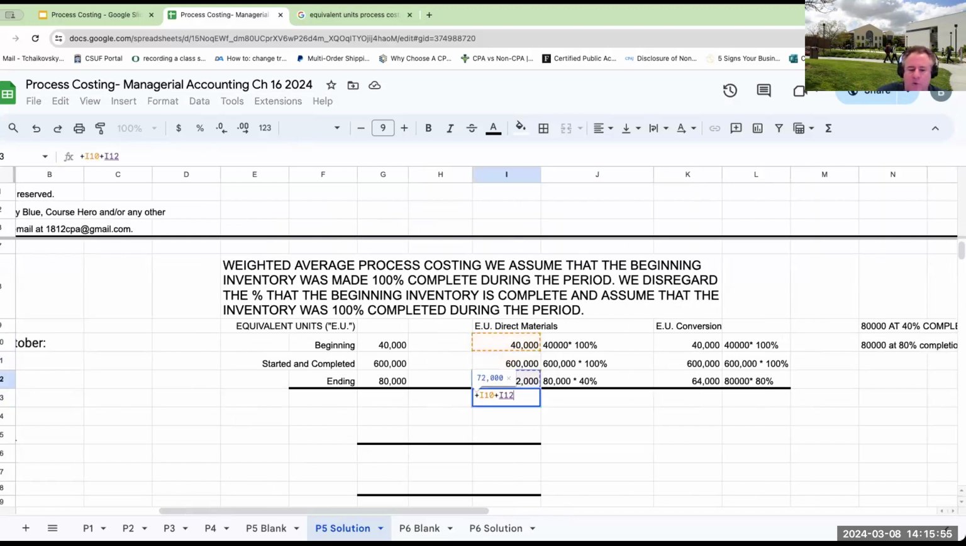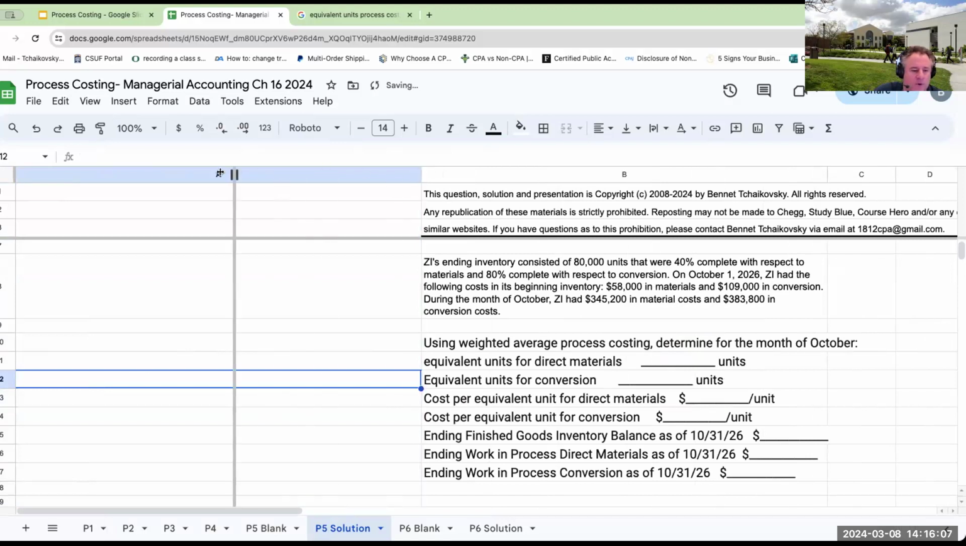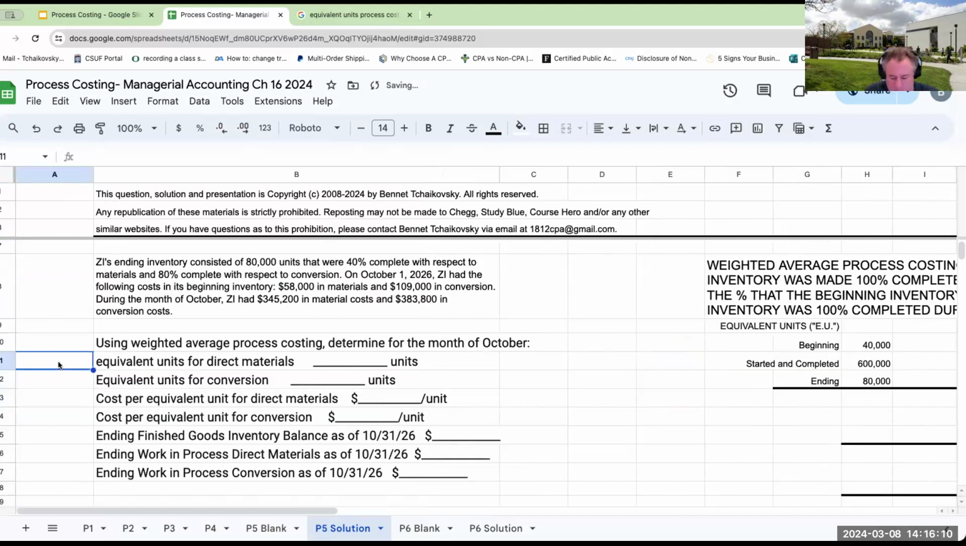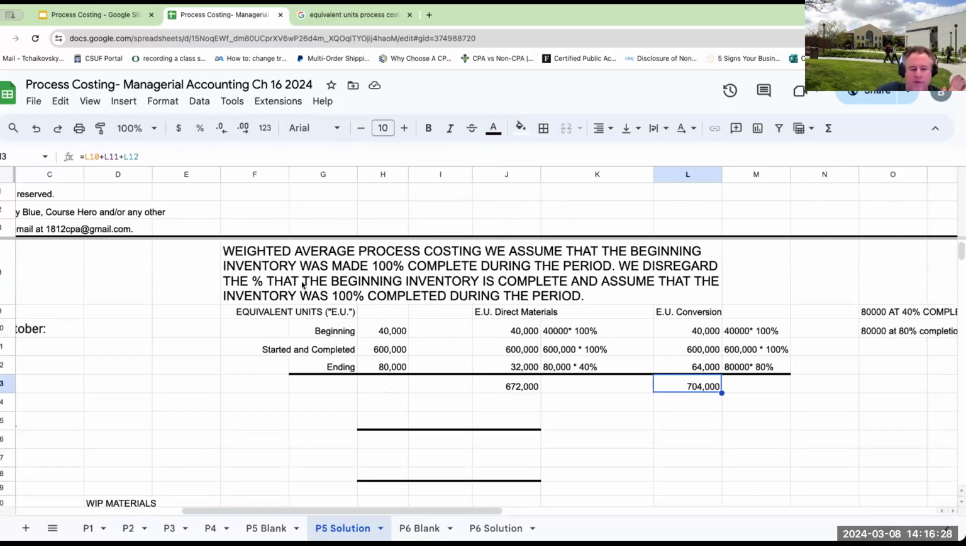So my equivalent units for direct materials are 672,000, and my equivalent units for conversion are going to be 704,000. Now, this is the other big difference between these two. Remember, when we made this assumption with the beginning inventory, why did we do this? Because we're doing weighted average process costing.